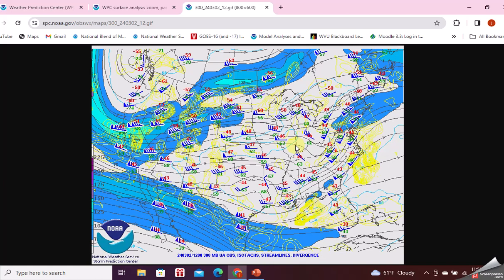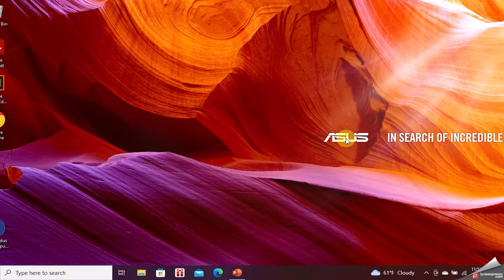So now you've just seen an overview of what we're going to look at here. We're talking about the atmosphere and the winds. Now let's go into a little more detail.